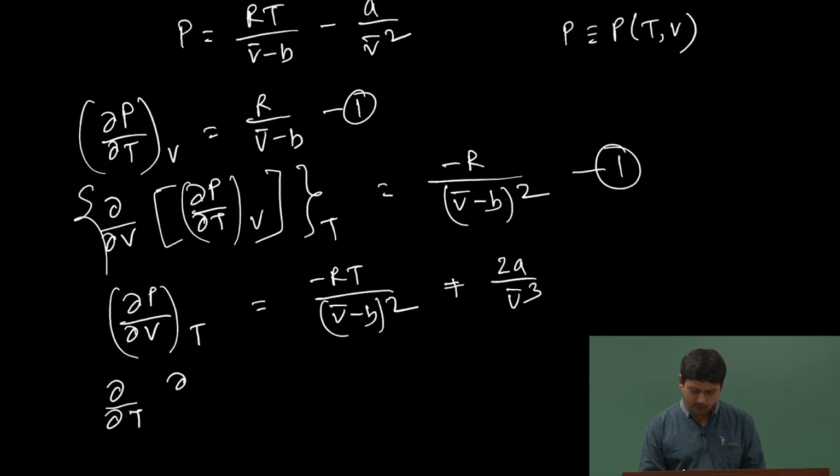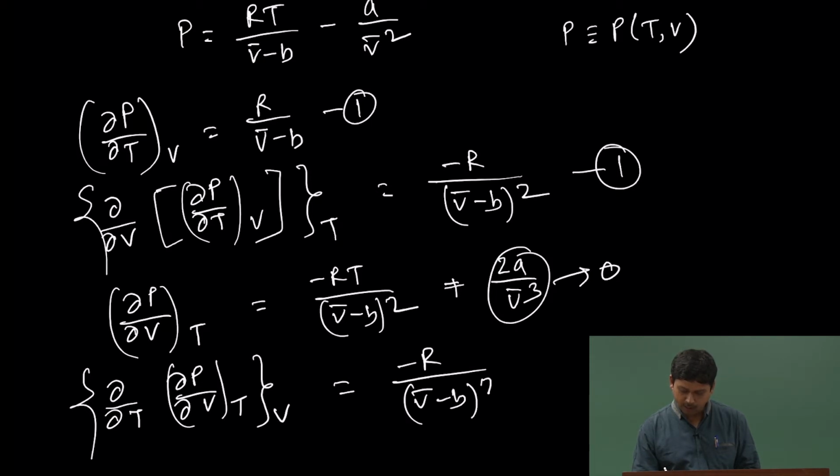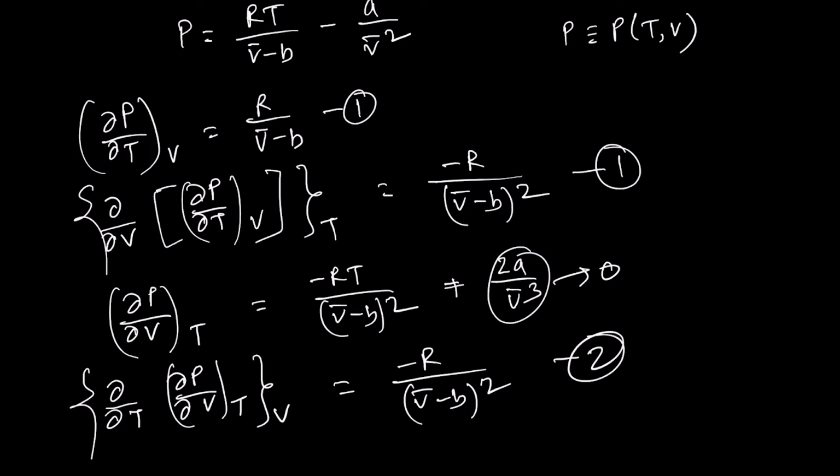Now, it is with respect to T and at a constant V. So, now V will be constant. So, with respect to T, this quantity goes to 0 and this quantity will give you minus R by V minus b whole square, equation number 2. Now, does it match? Do 1 and 2 match?